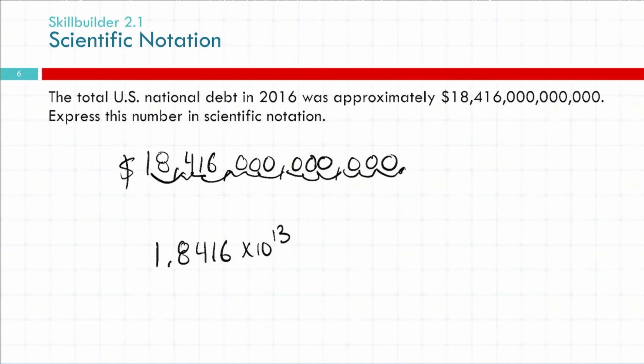And of course, if you have commas in there already, you could just say 3, 6, 9, 12, and then move one more over, and that's 13. So that's your scientific notation.